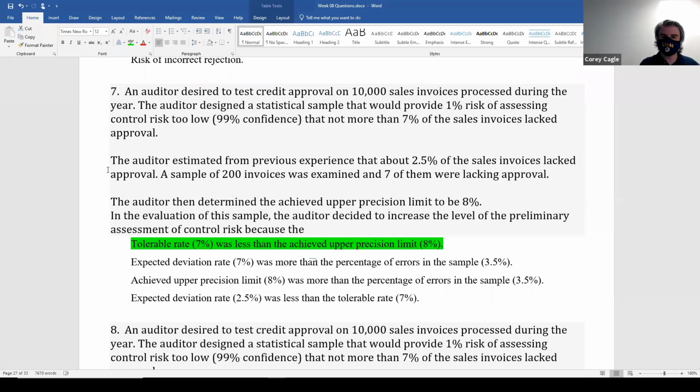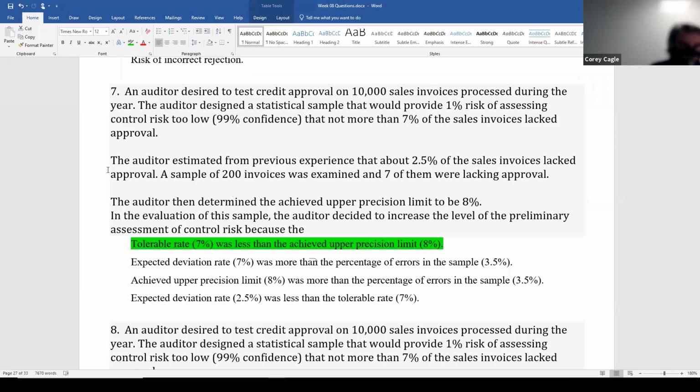So they put a number with that assessing control risk too low. You know, this question could have taken a spin and said, what if they wanted 2% risk? What would that do to your sample size? So they could go a lot of different ways with these questions. But with this one, they're just kind of building a story. That's where we're at on our control risk acceptance. The auditor estimated from previous experience that about 2.5% of the sales invoices lacked approval. So that would give us an idea of our expected deviation rate. We base that on the past, right?